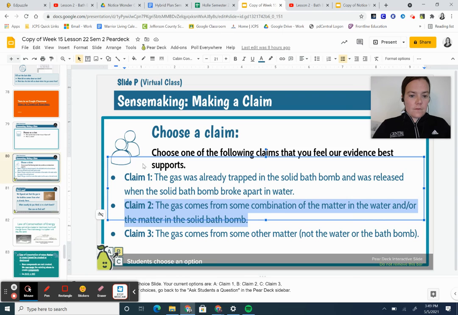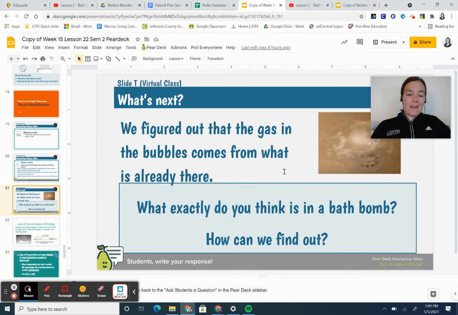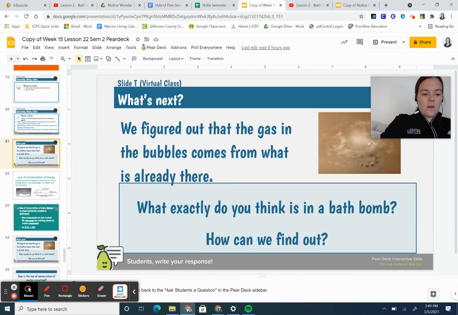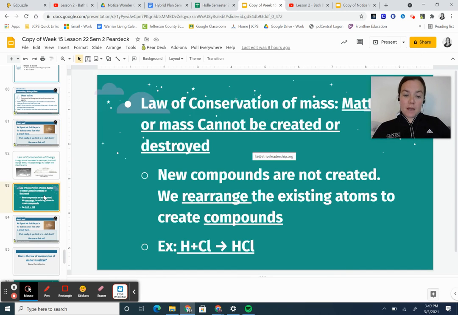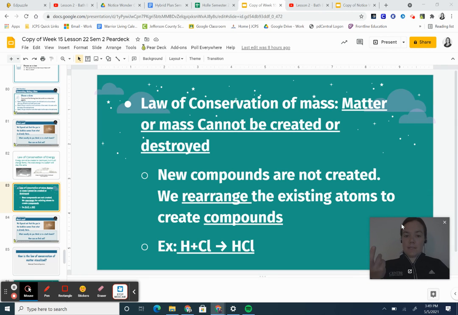So our next question, which we're going to be exploring in next week's lesson, is what exactly do you think is in the bath bomb that's creating these bubbles, and how do you think we can find it out? So what are your thoughts? Cool. Well, the good news is that if we look at what ingredients we have, it will be really easy for us to figure out what exactly the gas might be because of this law of conservation of matter. Because we know whatever this product is, it has to have come from the reactants in some way.